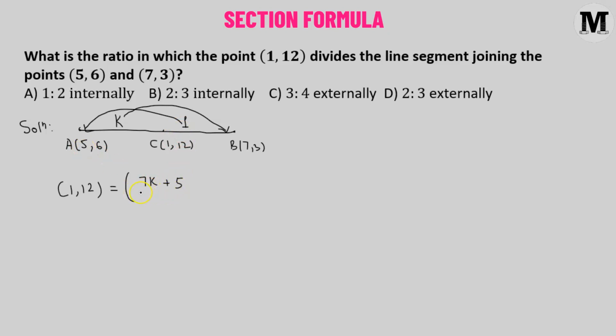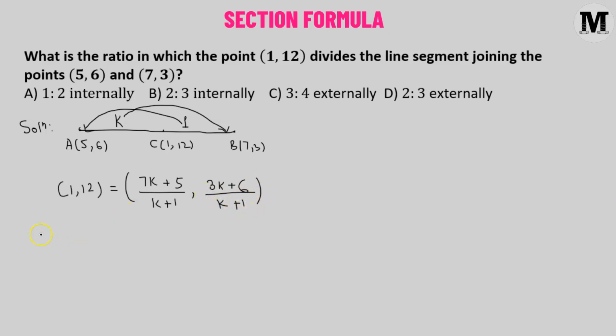So we get 7k plus 5 divided by the sum of the ratios, so that's going to be simply k plus 1. Then, to find the y coordinate, we take k and multiply it with the y coordinate of B, so that's 3k. And then add it to 1 times the y coordinate of A, so that's going to be simply 6, divided by k plus 1.